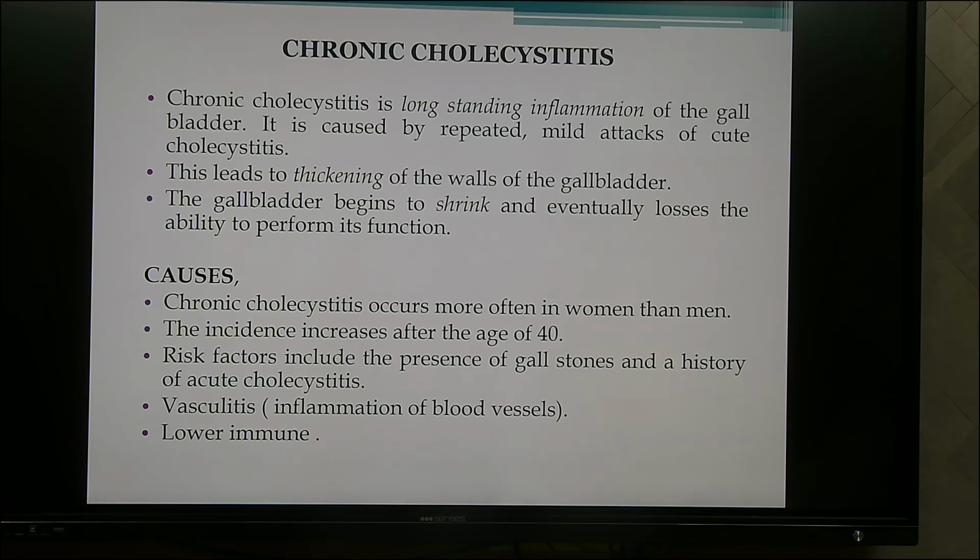Chronic cholecystitis. Chronic cholecystitis is a long-standing inflammation of the gallbladder. It is caused by repeated mild attacks of acute cholecystitis. This leads to thickening of the wall of the gallbladder. The gallbladder begins to shrink and eventually loses the ability to perform its function. The main etiology: chronic cholecystitis occurs more often in women than men, and the incidence increases after the age of 40. The risk factors include the presence of gallstones and a history of acute cholecystitis, and vasculitis and low immunity also cause chronic cholecystitis.